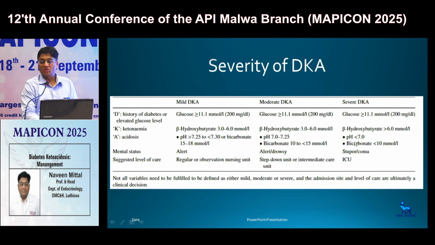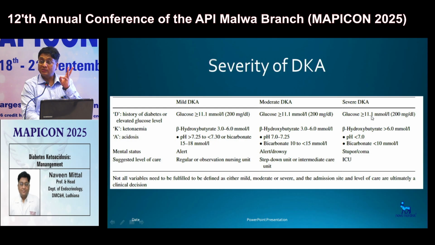Look at the pH. If pH is less than 7, it is severe ketoacidosis. 7 to 7.25 is moderate. 7.25 to 7.3 is mild ketoacidosis. So what an easy diagnosis. Look at the bicarbonate. Less than 10 is severe ketoacidosis, 10 to 15 moderate, 15 to 18 mild.